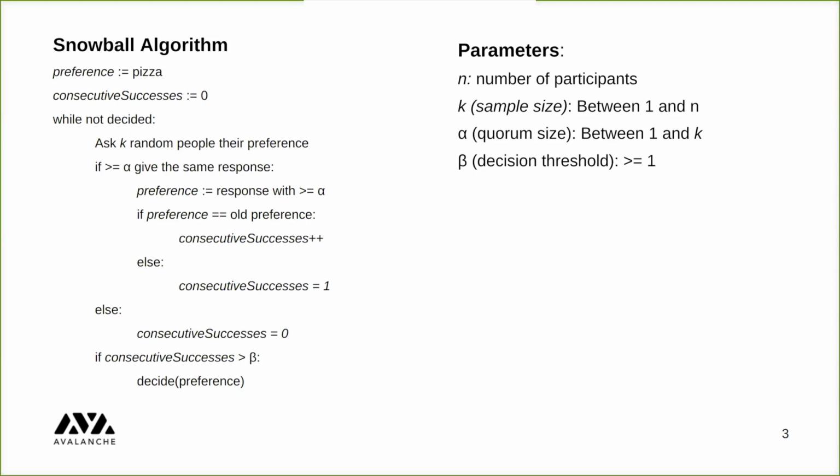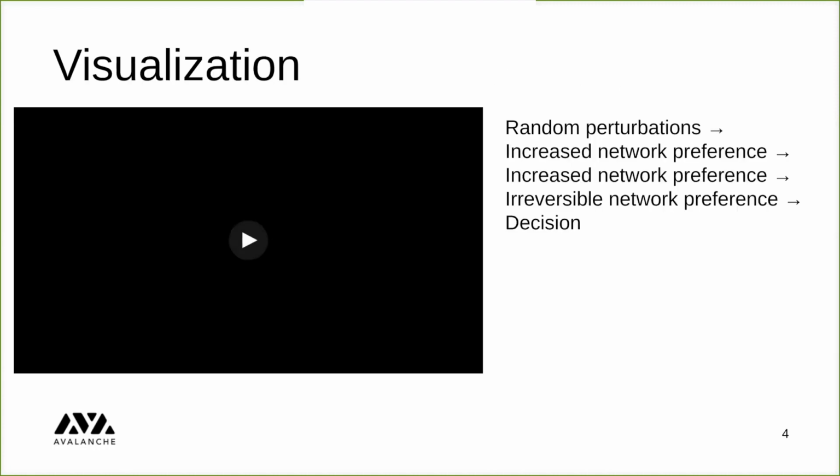And if you keep getting the same alpha majority response when you subsample the group, then after a certain point, you can be confident that everybody else prefers the same thing. And that if you decide pizza, for example, everybody else will eventually decide pizza, and no correct person will decide barbecue. Okay, so I hope that was pretty clear. So this is the Snowball algorithm, and this is the building block of the Avalanche network.